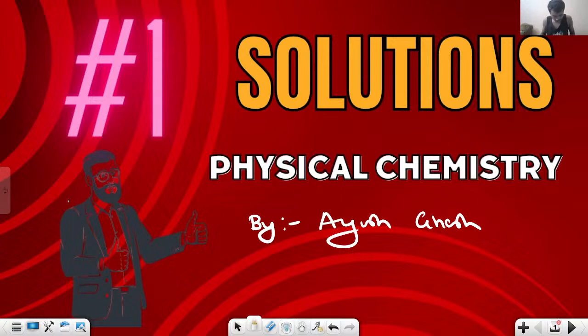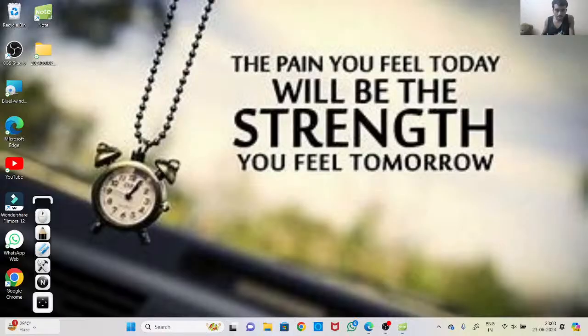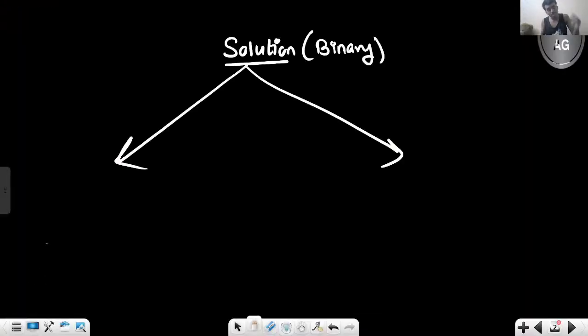So let us begin. The first topic of this chapter is the basic idea of what exactly a solution is. Solution is basically a mixture. A mixture of what? A mixture of solvent and solute. It comprises solute and solvent. Now in the entire chapter I will be representing solute by B and solvent by A.